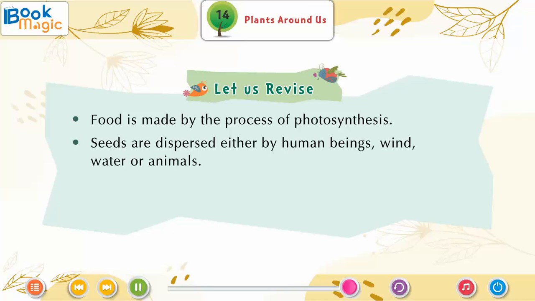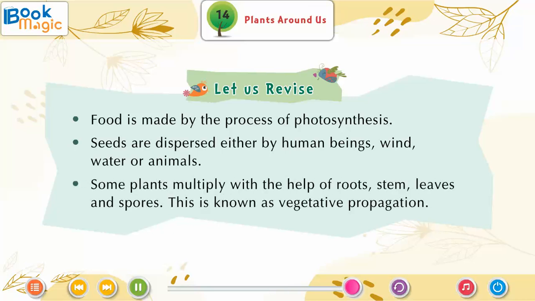Seeds are dispersed either by human beings, wind, water or animals. Some plants multiply with the help of roots, stem, leaves and spores. This is known as vegetative propagation.